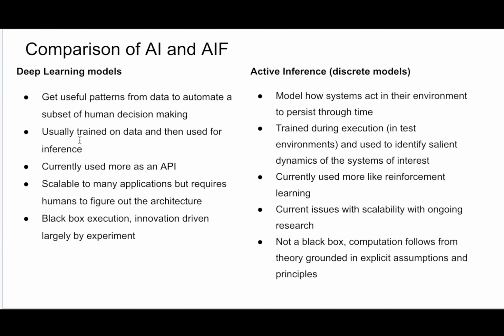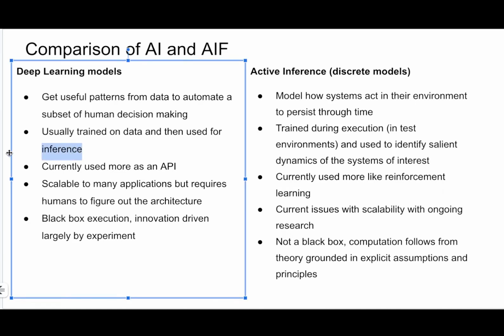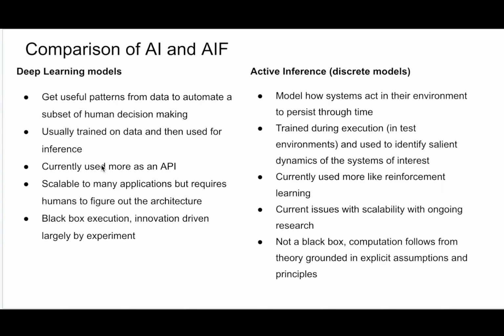Currently, I think it's safe to say that deep learning models have mostly been used more as an API than as autonomous agents. When deep learning models are deployed in autonomous systems, usually there are some other components that form the autonomous part, and deep learning models are mostly used for the inference part, where there is some system that draws information from these models.